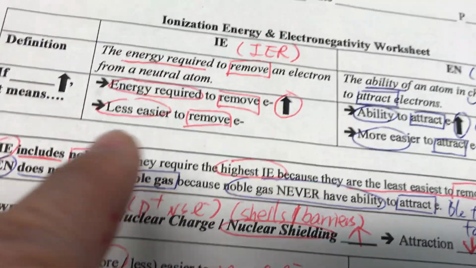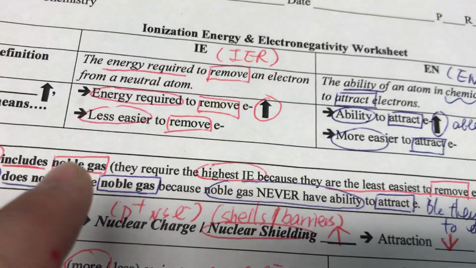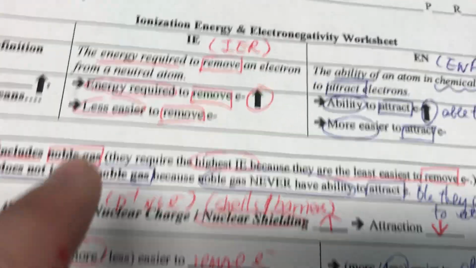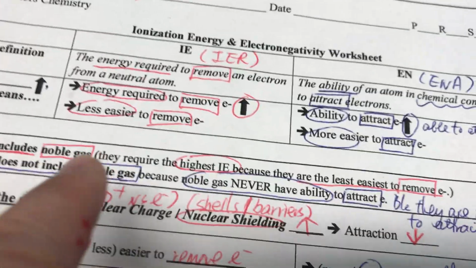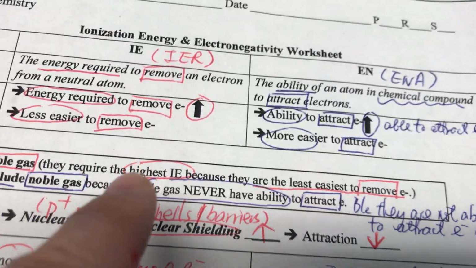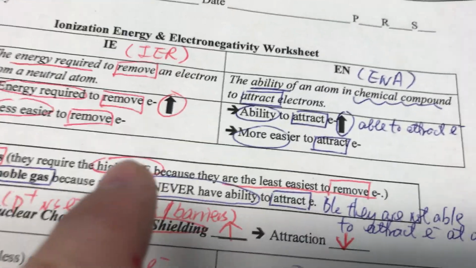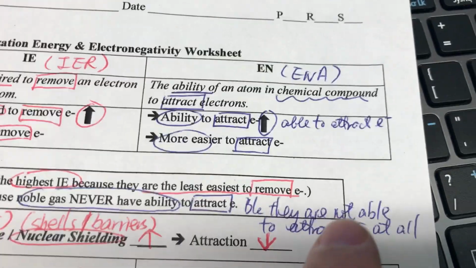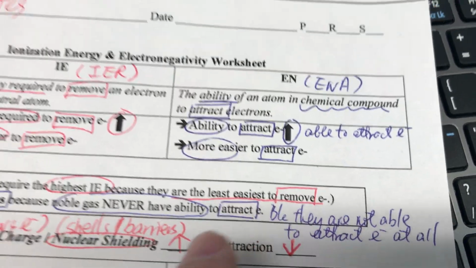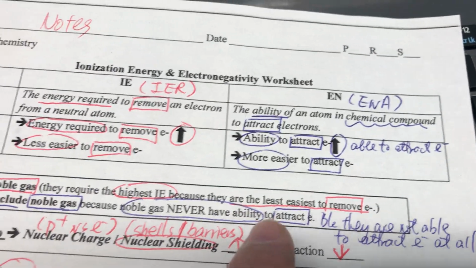IE is the energy required to remove electron. Noble gas cannot remove, but if I force you to remove, you must give me high energy. So it turns out that IE will include noble gas. Actually, noble gas has the highest IE because they are the least easy to remove electron from. You cannot remove electron, but you have to force them, so you have to give them the highest IE.